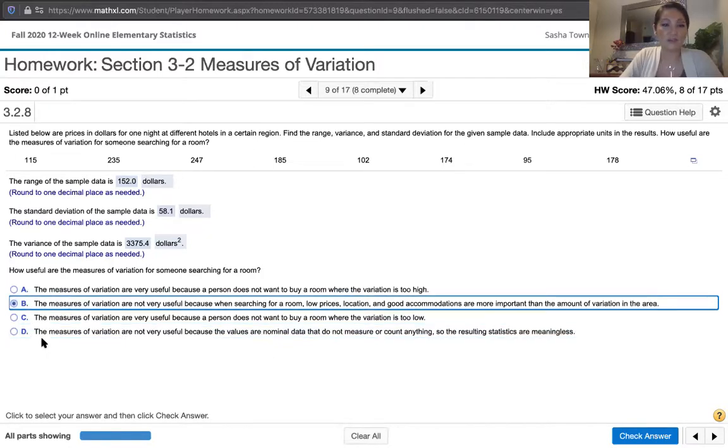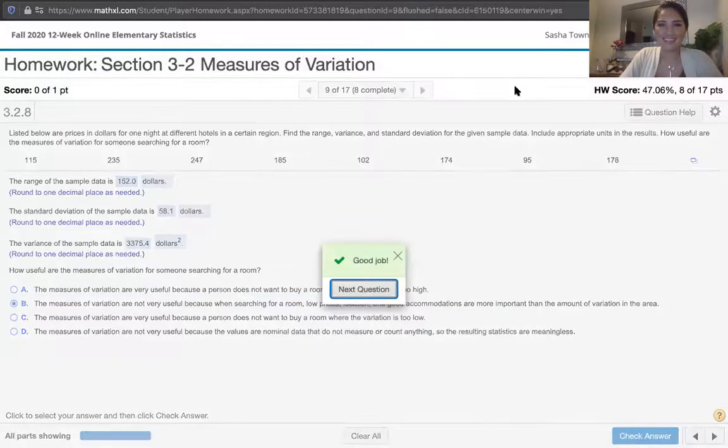The measures of variation are not very useful because when you're searching for a room, you want to get a low price. You want that room to be in the right town. Maybe you're interested in visiting a particular attraction, a particular museum or something like that. You want it to be in the right location, and you want it to be nice, clean, with good accommodations. So I think B is our answer. And that's it. So now you know how to calculate standard deviation both by hand on paper and with Excel.